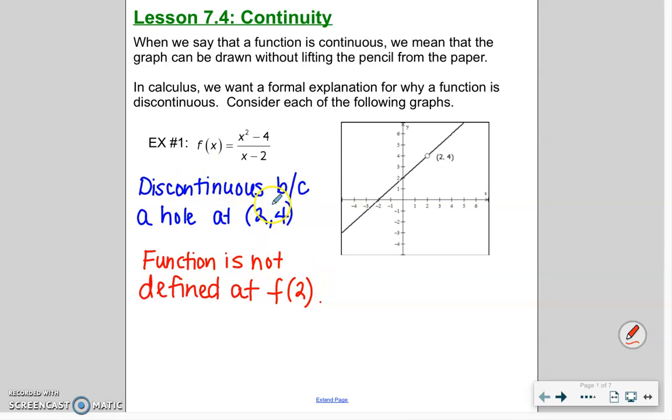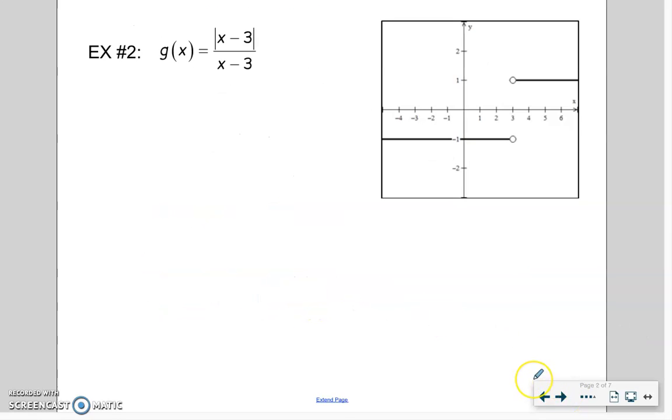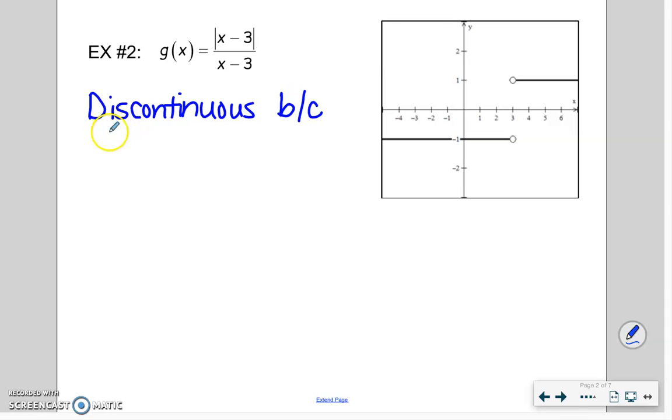Okay, so the blue is the pre-calculus way, and the red is what we're working toward today. Let's try another one. Why is this function not continuous? We would say it is discontinuous because there's a jump in the graph. We actually call that a jump discontinuity.